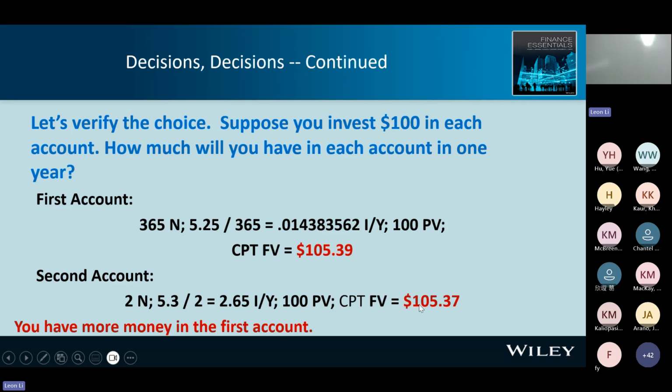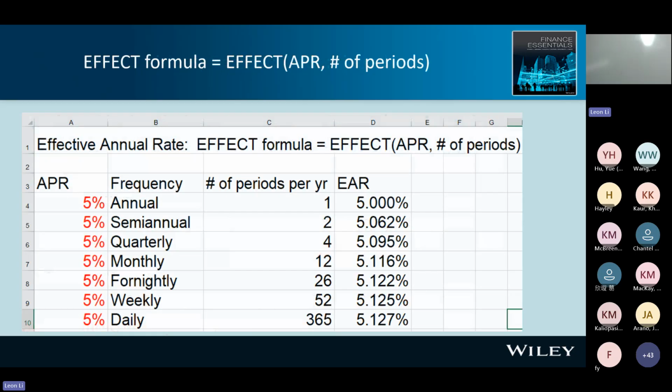This is the number. And you can see the number in the second account is smaller. Right? So you have more money in the first account. The reason? Compounding. The compounding effect. All right, this is example 1. We have the next slide. We show you the EFFECT formula in the Excel.